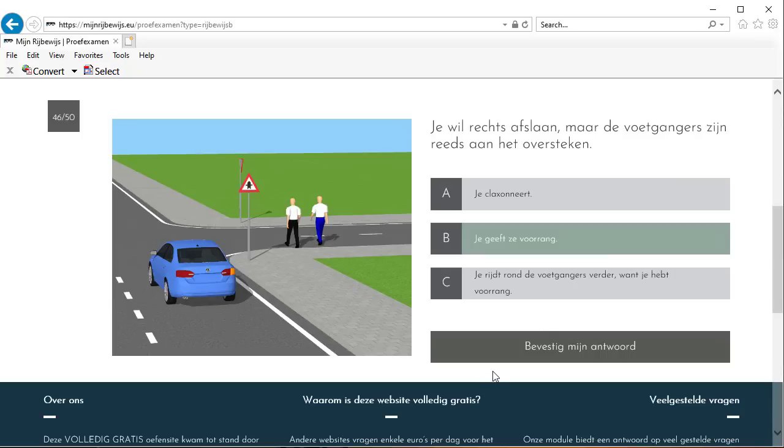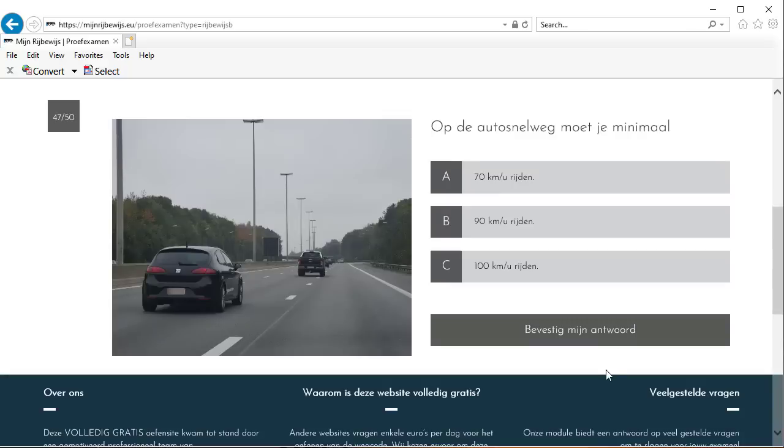On the motorway, the minimum speed should be 70 kilometers per hour, 90 kilometers per hour, or 100 kilometers per hour. The right answer is on a motorway, there is a minimum speed, which is 70 kilometers per hour.